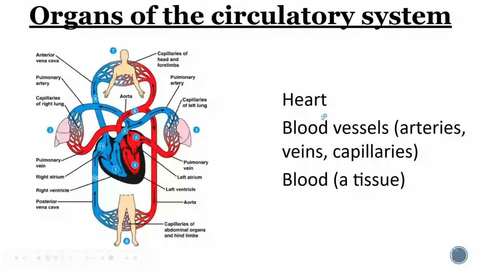So the main organs of the circulatory system are the heart, which is the part that pumps the blood, and the blood vessels, which contain the blood. They are arteries, veins, and capillaries. We'll talk more about those as well. And also the blood, which is not really an organ, it's actually a connective tissue.